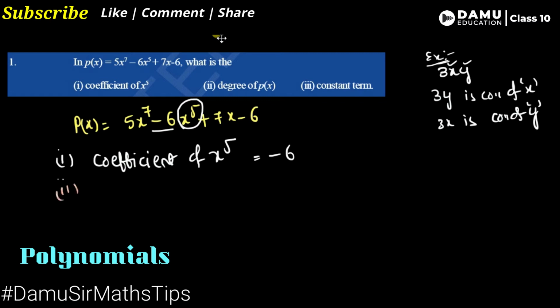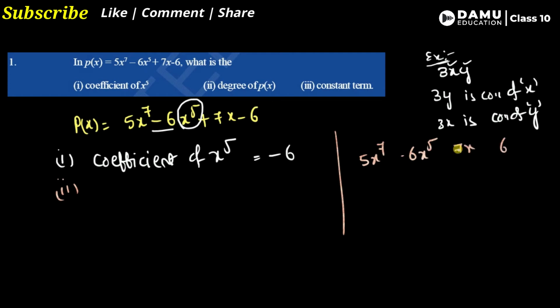So what does the degree mean? In the given expression, we have to write the degrees for all the monomials, that is x power 7, minus x power 5, 7x and 6. So all these monomials we have to write. Degree of this monomial is 7 and degree of x power 5 is 5. So what is the exponent value, that we have to care about. Here 1 is there, and here nothing, that is 0. So x power 0 you can write. So 7, 5, 1 and 0.